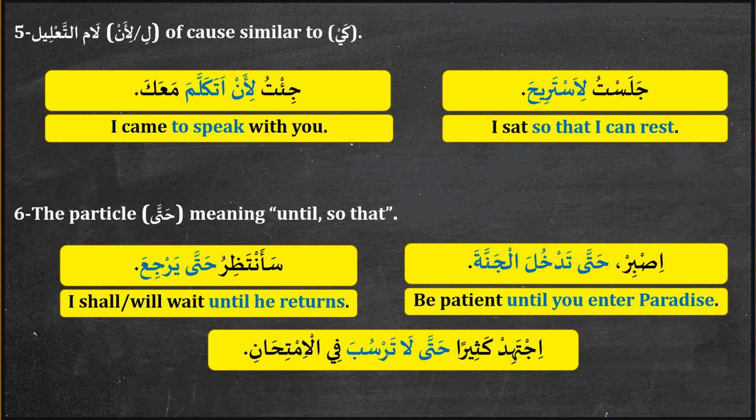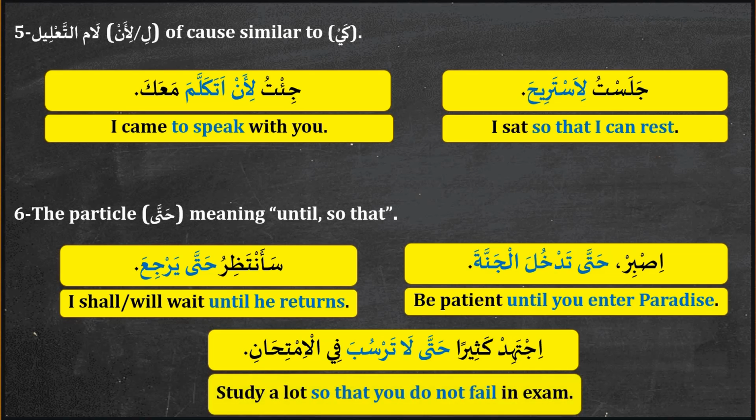Next example: اجتهد كثيرا حتى لا ترسب في الامتحان. Study a lot so that you do not fail in exam. حتى لا ترسب, so that you do not fail, in order not to fail.